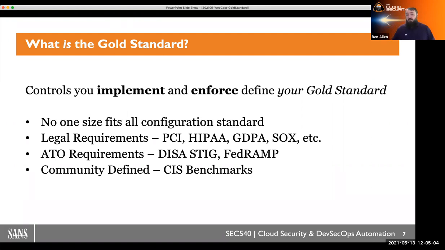If you're in US federal government space, and I believe other governments would have similar programs where you need an authority to operate, like FedRAMP or the DISA STIG group, you may have some fairly rigorous benchmarks that you need to meet. And there are community defined ones, like I mentioned before, the CIS has both the critical security controls. They also publish a large number of benchmarks for specific technologies, like the Ubuntu operating system or Windows operating system or Apache or Nginx or Kubernetes. So you have a, hey, here's a list I can check against.